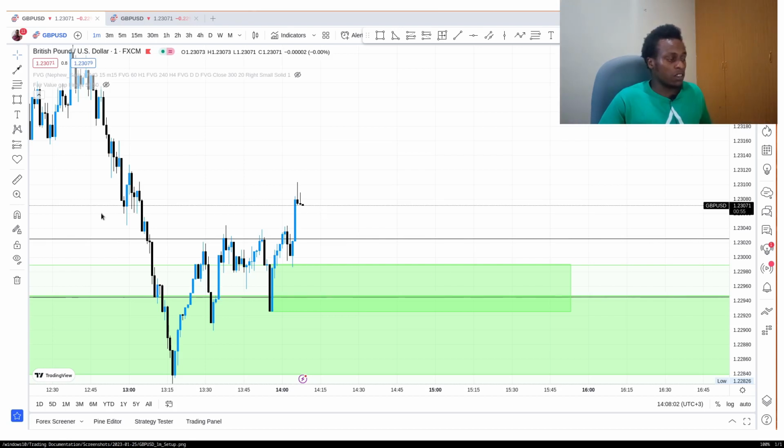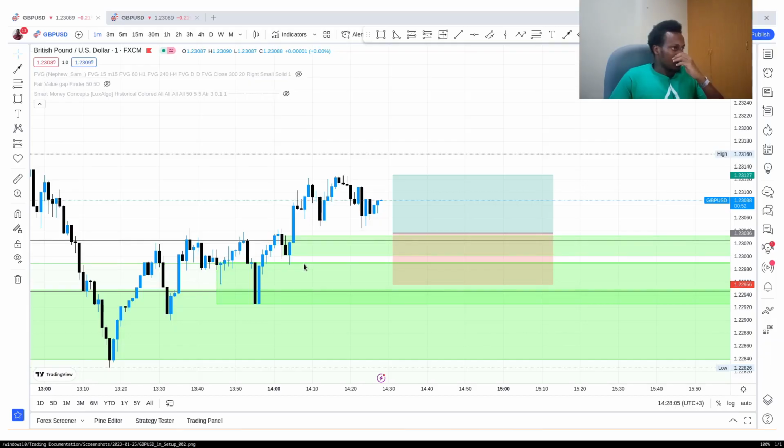So this is the 1 minute time frame where I normally get my entries and stops. As you can see, price started breaking structure to the top, creating more order blocks, and after it made this order block, I placed my entry at 1.23063 and my stop at 1.22956.